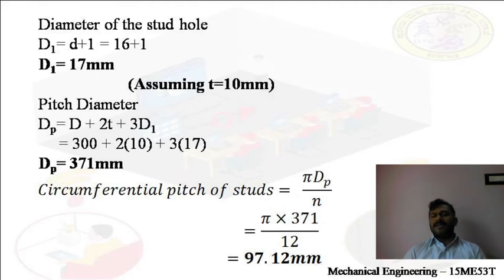Next, we are going to calculate the circumferential pitch of studs. Circumferential pitch means the pitch measured along the pitch circle diameter. That is pi dP divided by n. That means pi d is the circumference. Total circumference divided by the number of studs gives the circumferential pitch. Pi into 371 divided by 12, you will get 97.12 mm. That means we have to place the 12 studs at a distance of 97.12 mm.